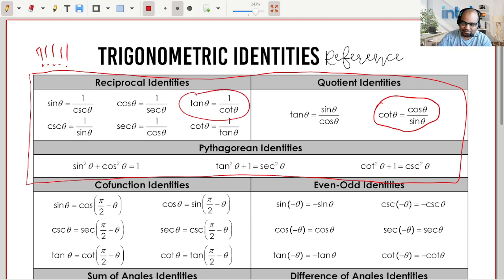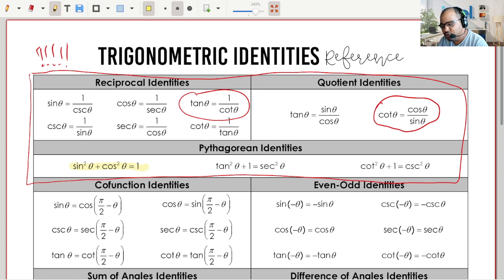Now, the granddaddy identity here, the one that everyone should know: sine squared plus cosine squared equals 1. It doesn't matter what the angle is in there so long as they are the same. You take the sine of an angle and square it, the cosine of that angle and square it, add them together, and you get 1. That's the most basic identity everyone knows. It's called the Pythagorean identity because this looks just about like the Pythagorean theorem. Now, everything else can be derived from this.